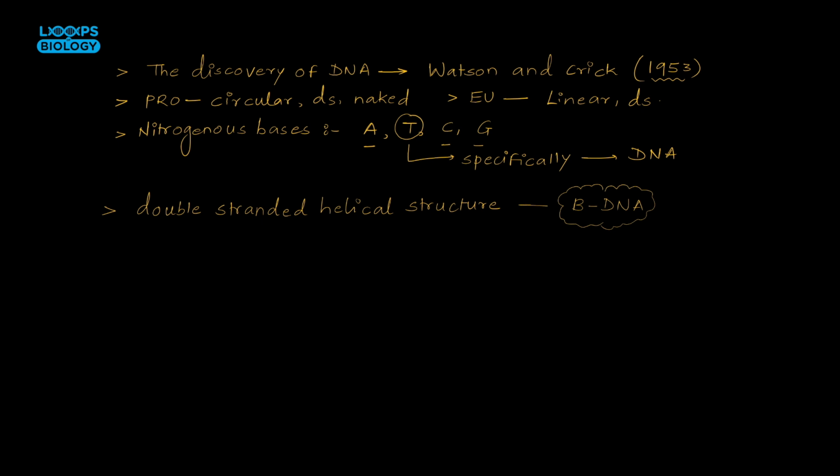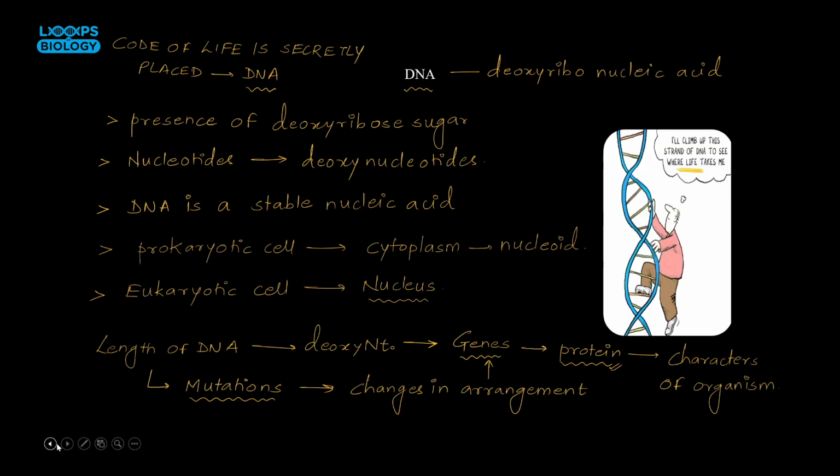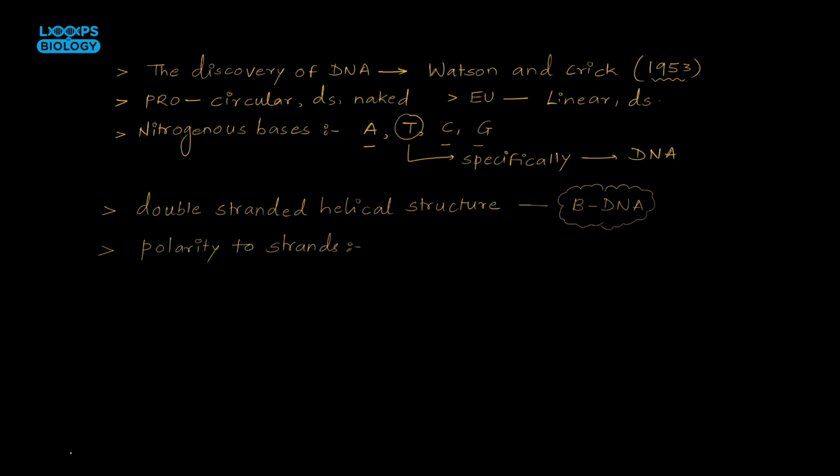So if we are further going to pursue biology as a career, then you must go through these types of DNA ahead. If I'm talking about a double-stranded helical structure, then there has to be some polarity to the strands. Now, how are these strands running inside the DNA? There are two strands in a helical pattern and each strand has its own polarity.